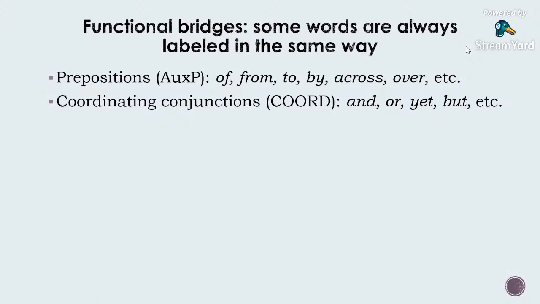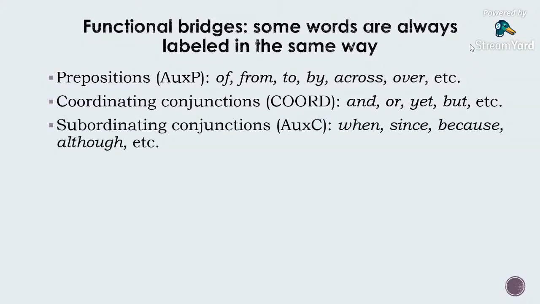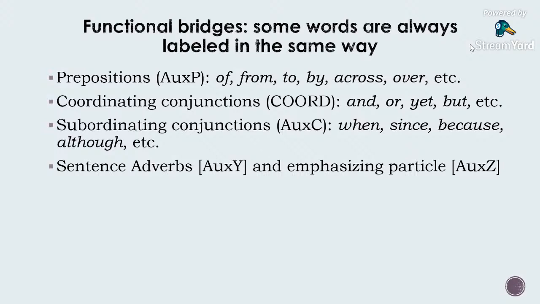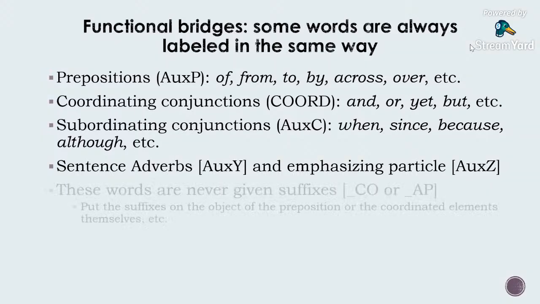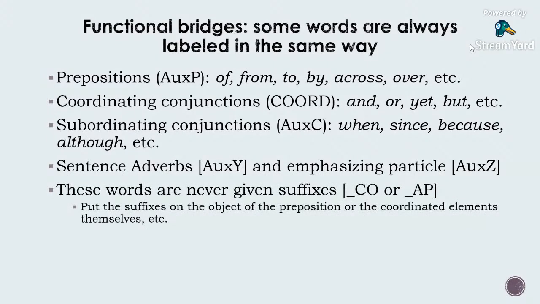Some words are functional bridges. They always are labeled in the same way. Every preposition itself is always an aux P. You transfer whatever it's doing in the sentence down to its object. Coordinating conjunctions are the same. They are always labeled as coords, and you always just transfer it down to the subject. Subordinating conjunctions are always aux si: when, since, because, although. Sentence adverbs and emphasizing particles that we're about to talk about are never given suffixes. Instead, you put the suffix on whatever's hanging on them, as it were.